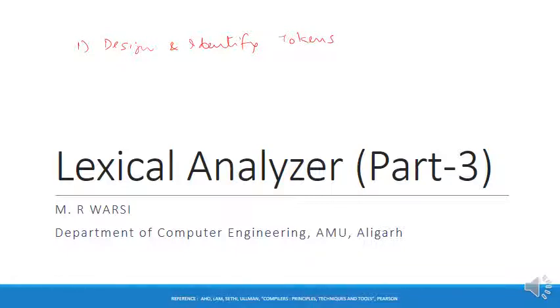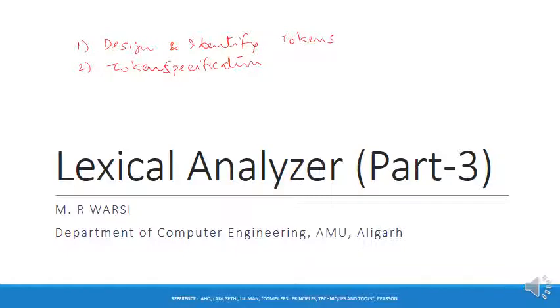Followed by this, whatever tokens we identified in this step, we have to specify these tokens. So the next thing that we do is token specification. How do we specify the token? We specify the token by using regular expression and regular definition. Once again, this also we covered in the previous lecture.